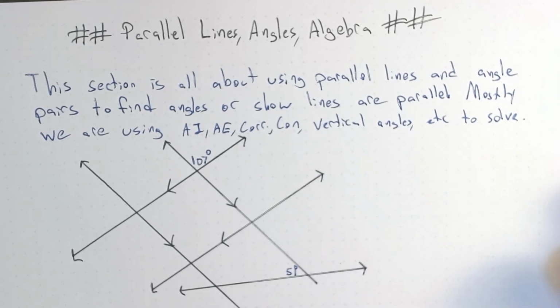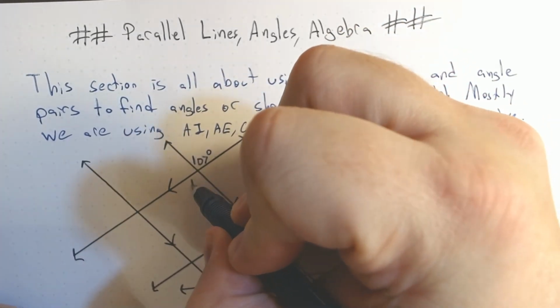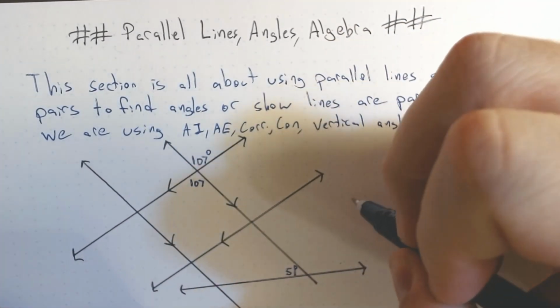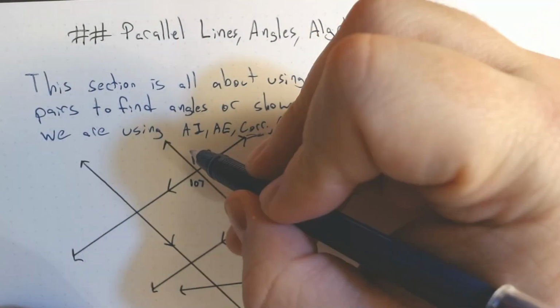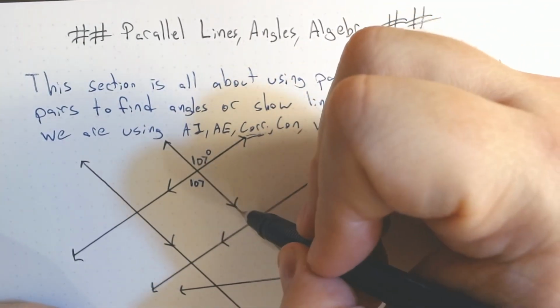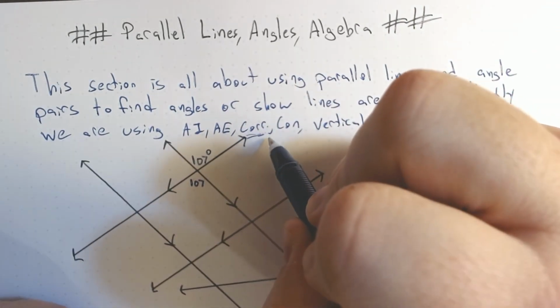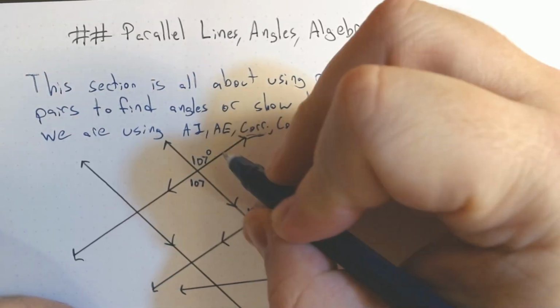Honestly, you can do almost all of this just by looking at it and knowing some basic things about angles. So this is 107. We should know that across is also 107 because those are vertical. Now, corresponding angles, in the same spot on the same transversal on parallel lines, are also congruent. So if this is 107, this one also has to be 107 because they're both on the top part of the x.